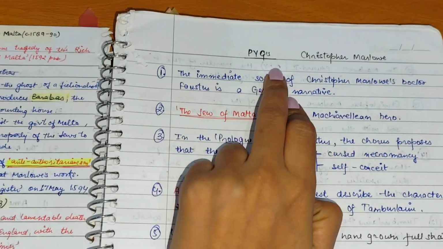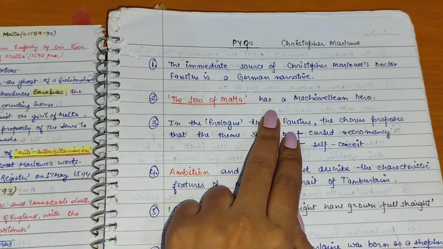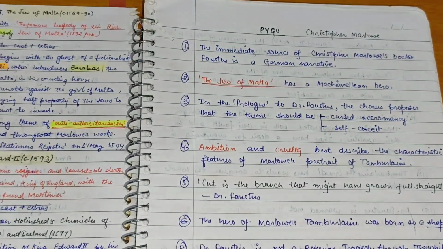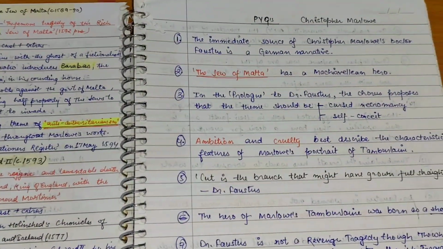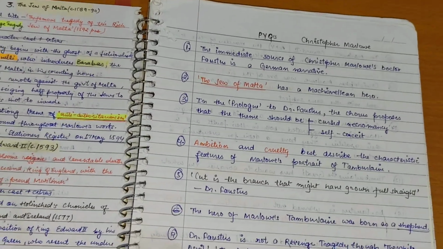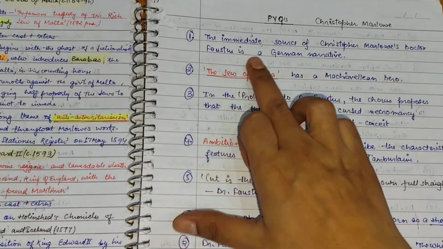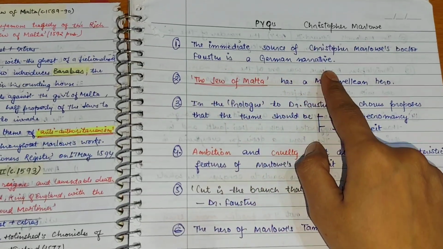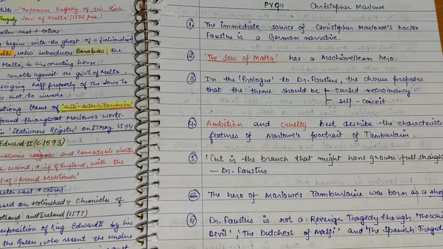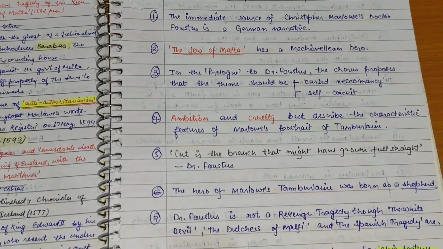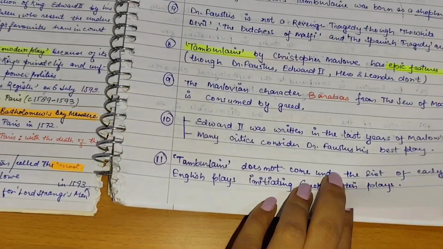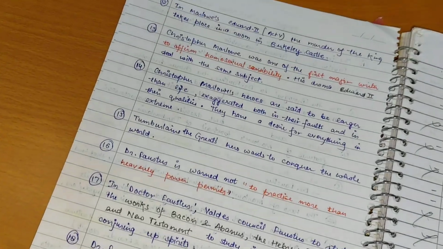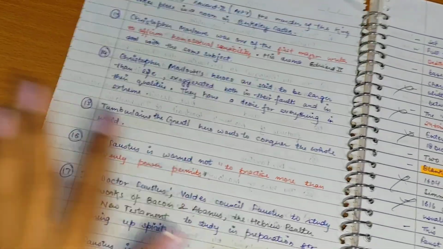Then I have written PYQs on Christopher Marlowe. This is after analyzing the PYQs. I have written them in just simple sentences. I have not written the whole question and then 4 options and all those kinds of things. I've just written simply, the immediate source of Christopher Marlowe's Dr. Faustus was German narrative. This question must have come, and I have just written it in a simple sentence. Like 11, and then 19 such PYQs I have added to my notes.